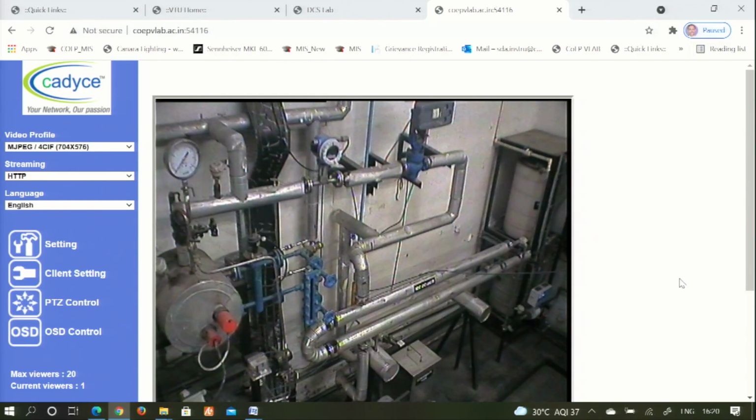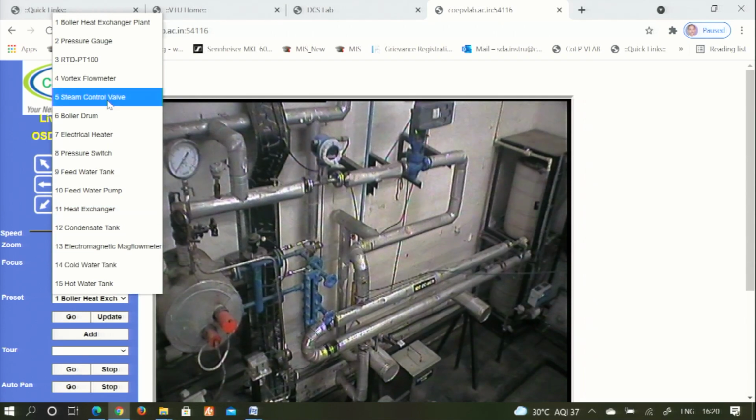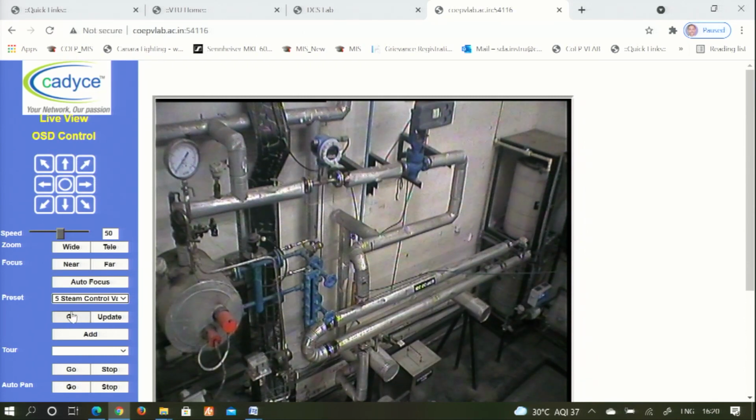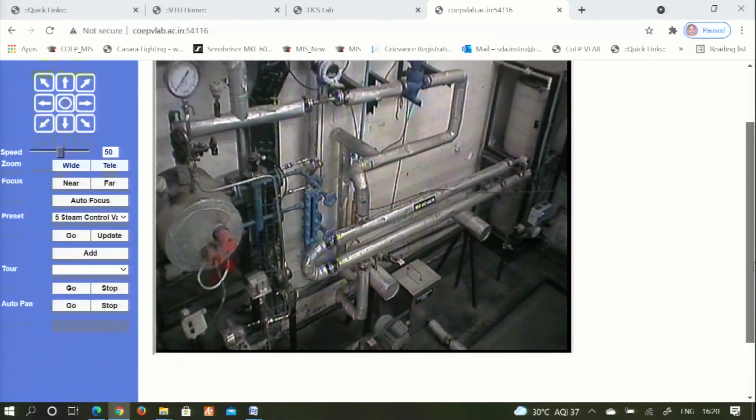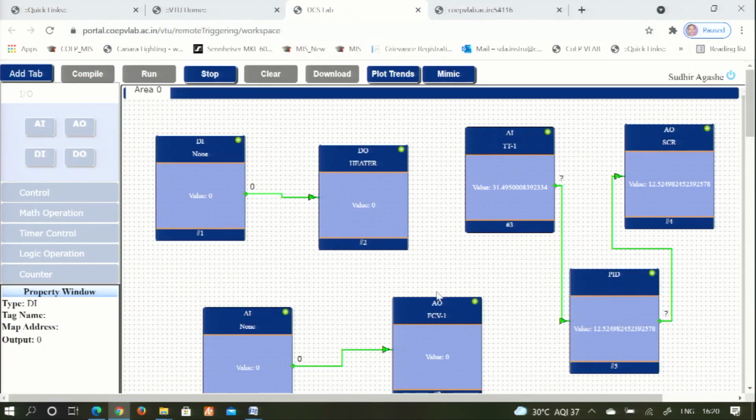Even if you are physically away from the plant, you will see how the plant looks, and using this PTZ control, you can even go to various locations or various components which are attached to it. For example, I want to go to a steam control valve, I can say go, and the camera would take you to that particular location. So, this is important as far as this camera is concerned.